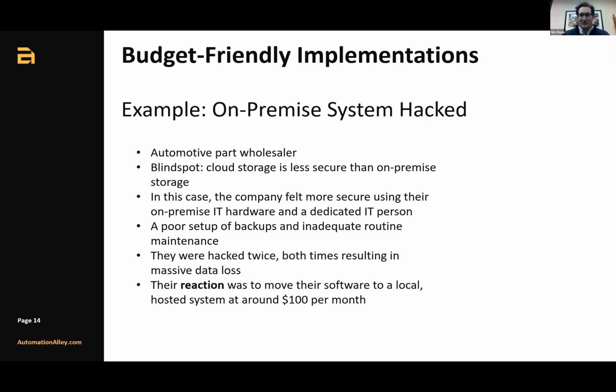Now their reaction was to move their software to a local hosted system. And so you can move your stuff to the cloud with a local provider at a relatively low cost. Now, in this case, this was a reactionary moment. We don't want to be in this place. We want to do this before we get hacked. We want to make sure that we're taking the right steps. And so, they learned their lesson at a high price, essentially.